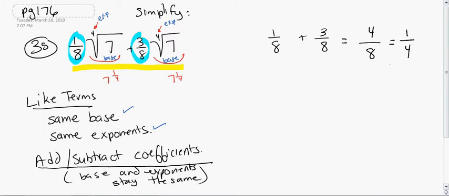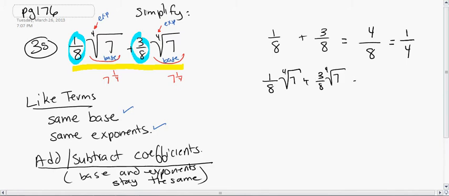All right, so 1/4 what? Well, 1/4 the 4th root of 7. So it's really 1/8 times the 4th root of 7 plus 3/8 times the 4th root of 7, which is 1/4 times the 4th root of 7. And I know I'm done because I cannot get a group of 4 of anything out of that 7. So that's my answer. Yay!